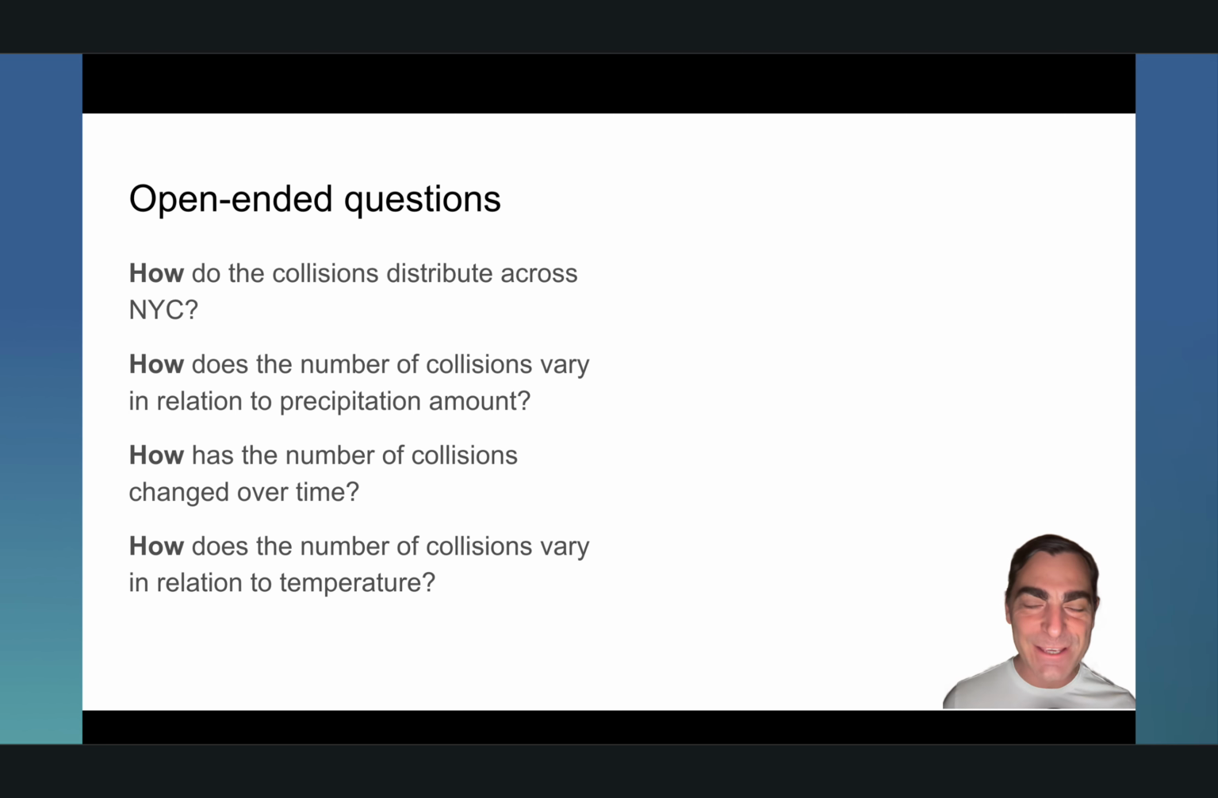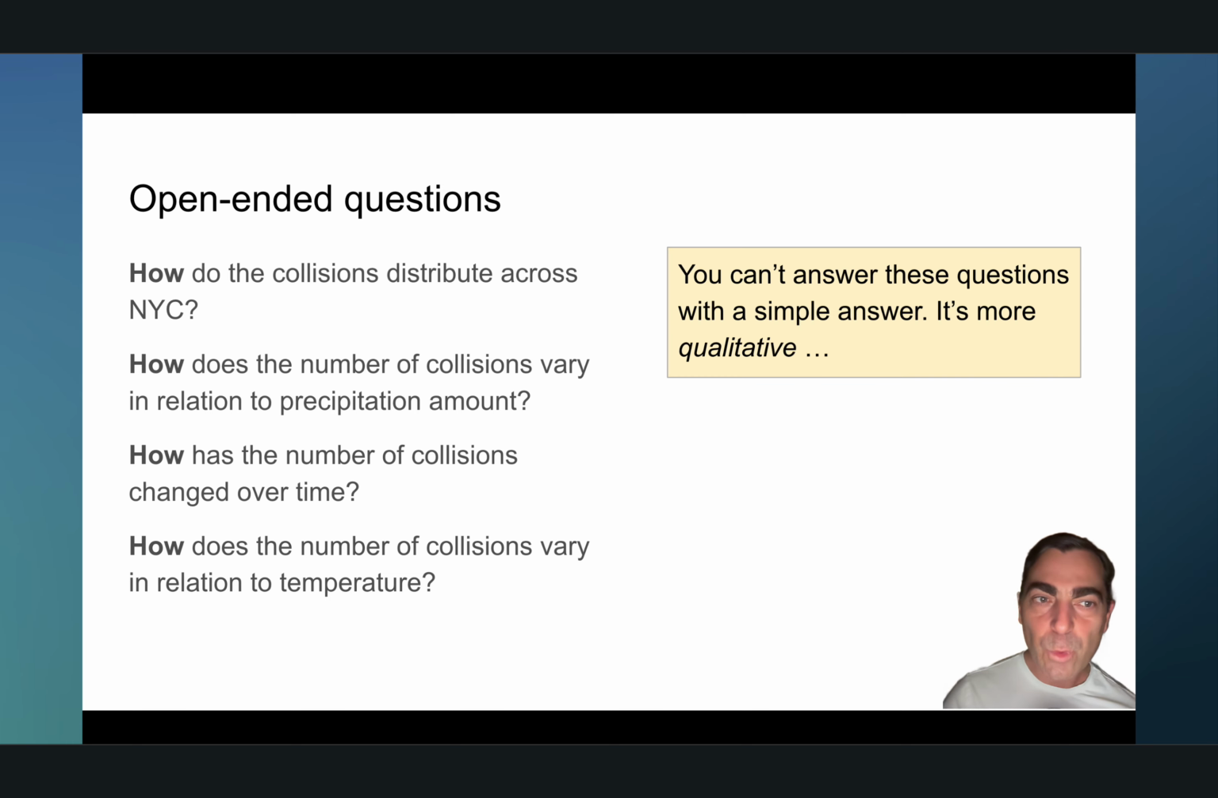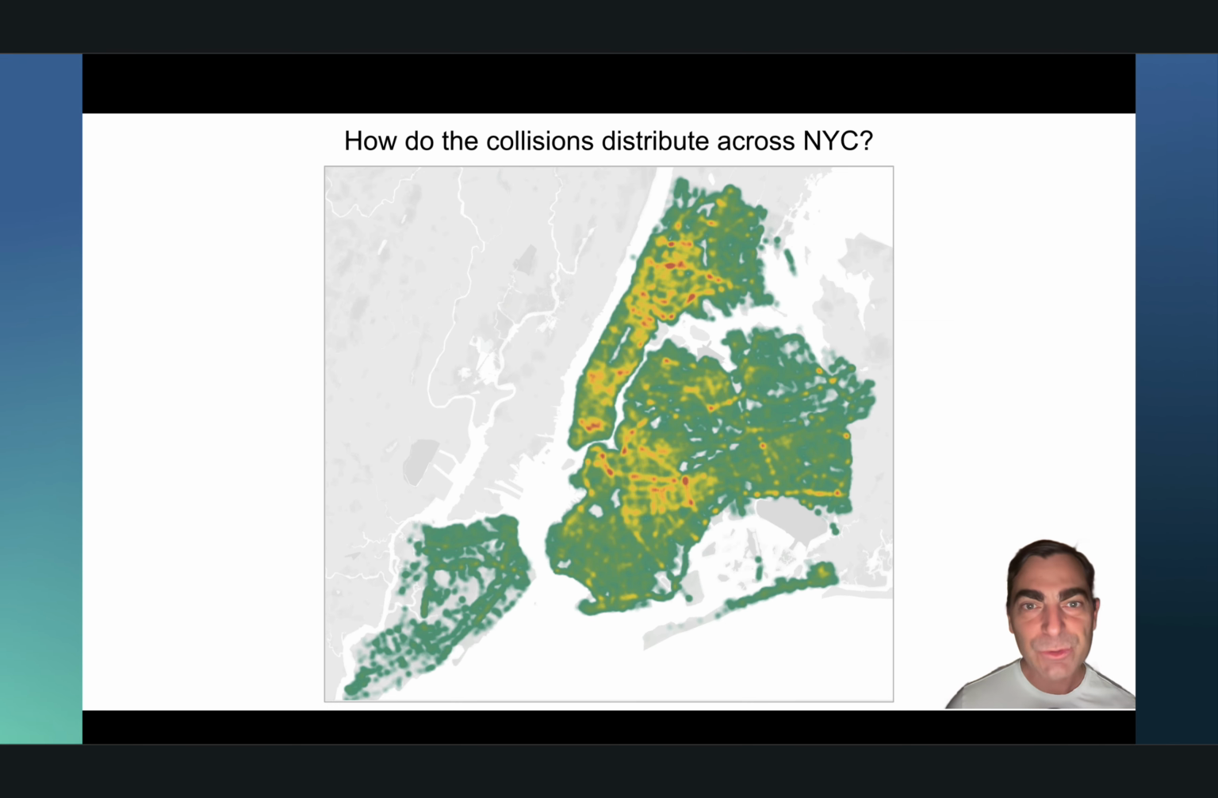I designed these questions so that they match really, really well with the closed-ended questions, but instead of being closed-ended, they are open-ended, right? What all of these questions have in common is that you can't answer them with just a simple answer. It's more qualitative. Let me give you a couple of examples. How do the collisions distribute across New York City? Well, when I show you a visualization like this one, you can start understanding the answer to this question, but the answer is not one single number, right? It's qualitative. It's not necessarily quantitative.